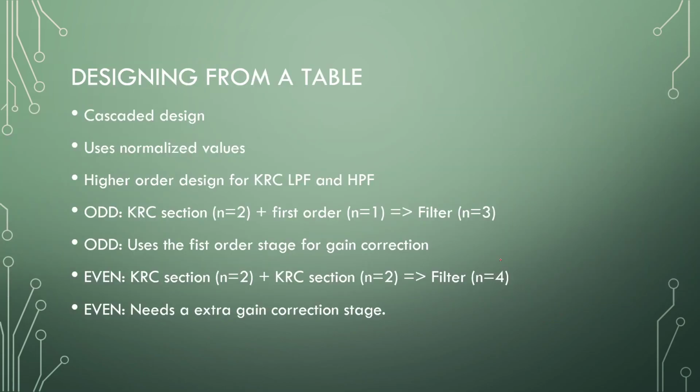Okay, so designing from a table, it is a cascaded design as we saw, and the tables use normalized values. So everything is based off a 1 Hz filter. So you will either multiply or divide the frequency with the value in the table to find out what frequency you're designing for in your KRC filter.